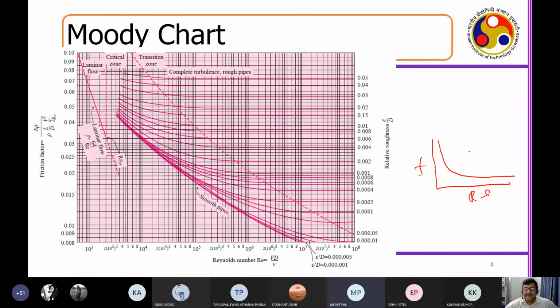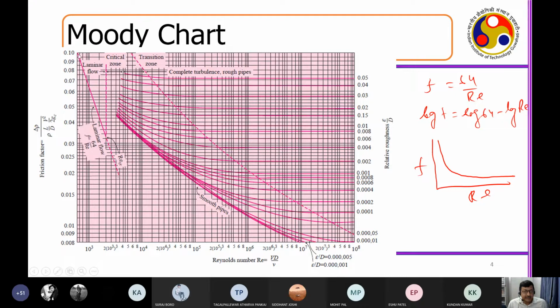Yes, sir. Whereas, say F is equal to 64 by Re. If I take log on the right hand side, log of F will be equal to what? Log of 64, right? Minus log of Re. If I take log here, right? So now if I plot log of F versus log of Re, what do I expect to happen? Straight line. It will be a straight line. So you can see this is a straight line.